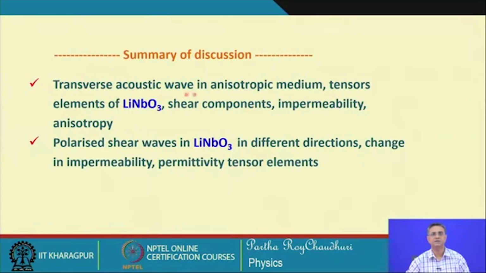So, we have discussed the transverse acoustic wave, shear waves, in 2 different configurations, and we have learned how to calculate the changes in the refractive indices once the acoustic wave is propagating in the medium, for various configurations of the wave with respect to the crystalline axis system. Thank you very much.